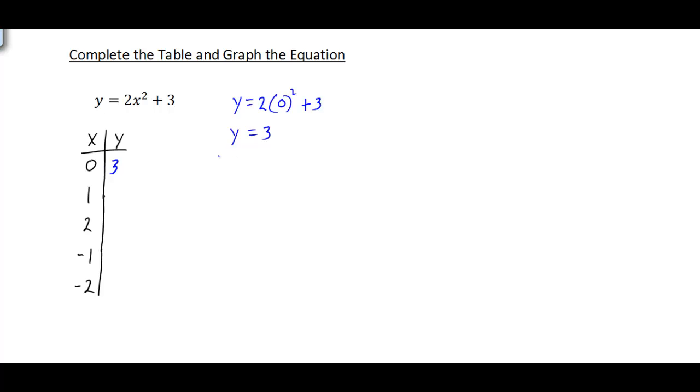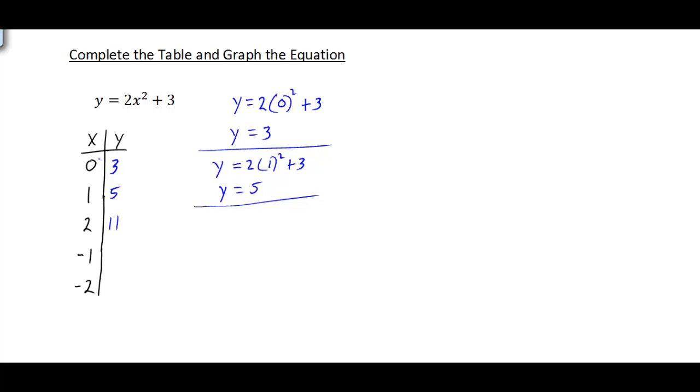And then we would continue the same pattern. We would then move to 1, and we would get y equals 2 times 1 squared plus 3, and we get y equals 1 squared is 1, times 2 is 2. 2 plus 3 is equal to 5. And we would continue so on. And again, if we plug in the 2, we're going to get 2 squared, which is 4. And then 4 times 2 is 8. 8 plus 3 is 11.